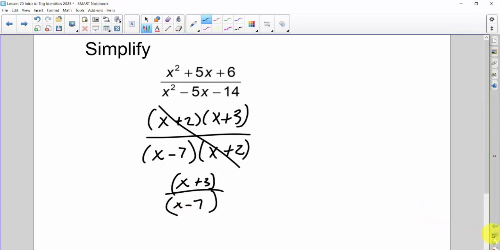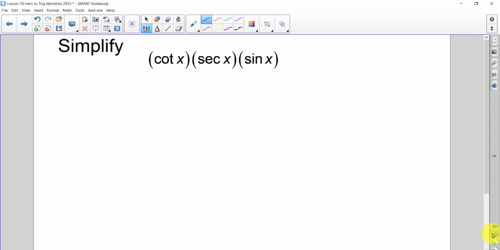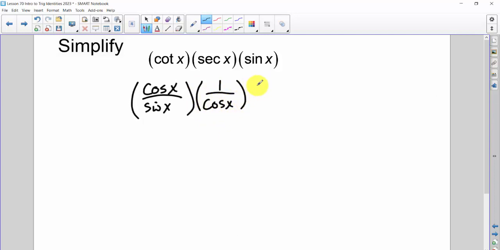So now we're going to do this with trigonometric expressions. If I'm given the cotangent of x times the secant of x times the sine of x, I want to reduce that as far as it'll go. I know some things here. I know that the cotangent is equal to the cosine of x over the sine of x. I know the secant is the reciprocal of the cosine, and that's all multiplied by the sine of x. And I'll just put that over 1 for kicks. And so now you can see this is a multiplication, and I've got reductions everywhere. The sines reduce, the cosines reduce, and I'm left with 1.